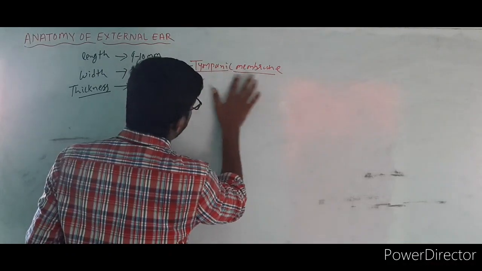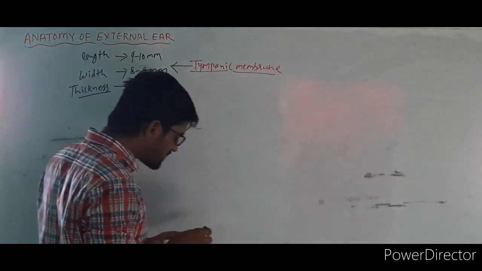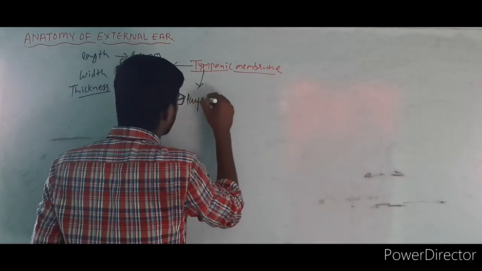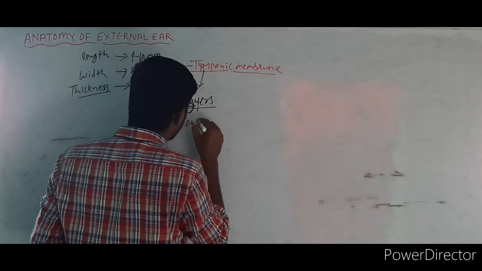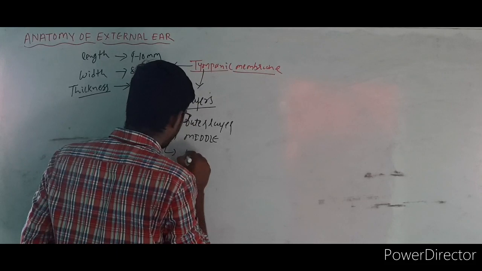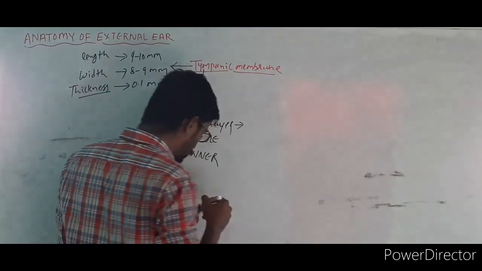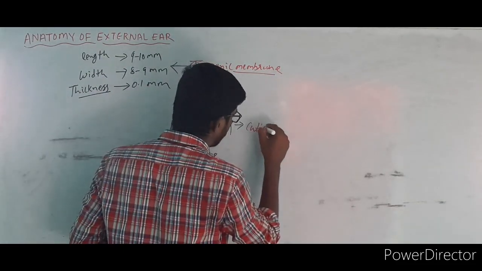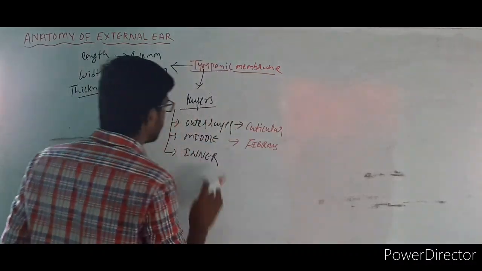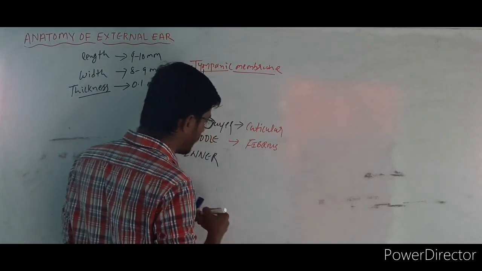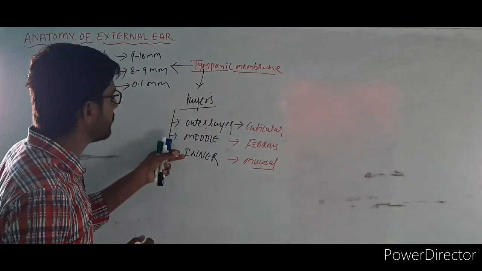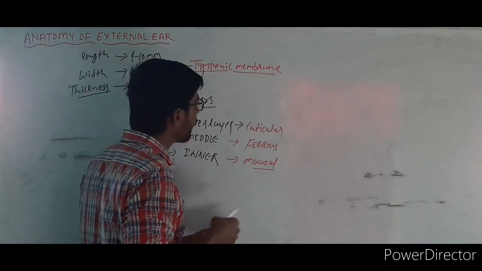Now the tympanic membrane has two parts and three layers. First of all, we are discussing the layers. Three layers: one is the outer layer, middle layer, and the inner layer. The outer layer is also called the cuticular layer. The middle layer is the fibrous layer. And the last one is the inner layer, the mucosal layer. So these are the three layers.